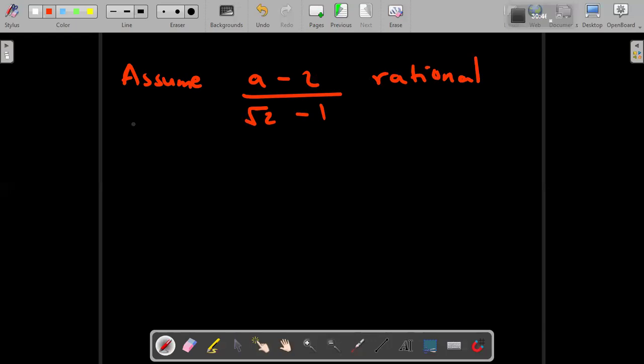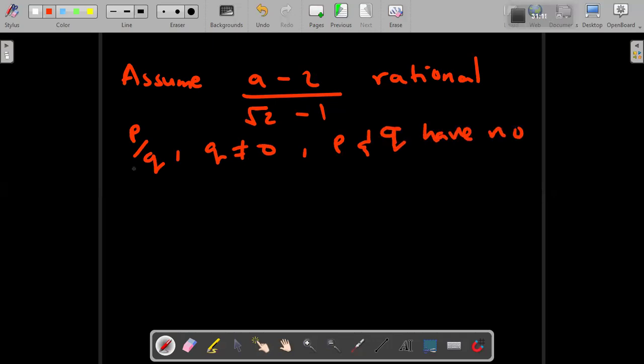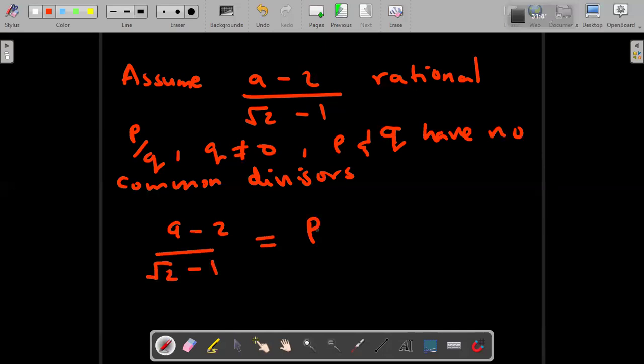You assume that it's rational, which means it can be expressed in the form p over q, where q is not equal to 0. Since there's an a in there, let me not use a; let me use p over q to avoid confusion. And p and q have no common divisors. So we use proof by contradiction. So if we have a minus 2 over root of 2 minus 1, it should be equal to p over q. From here, what do I do next?